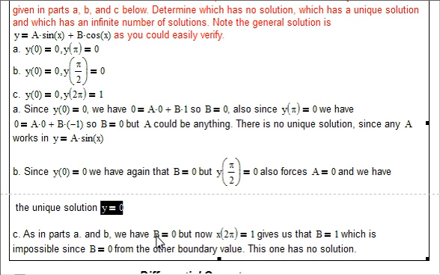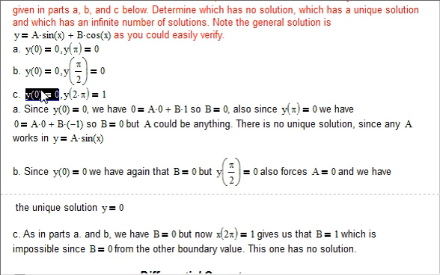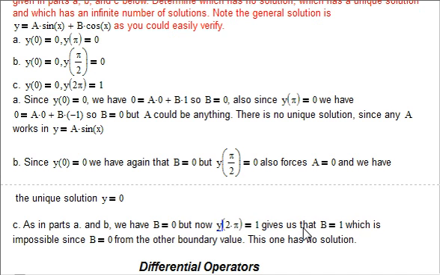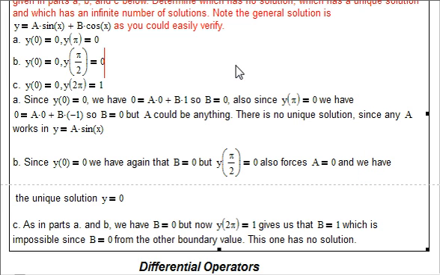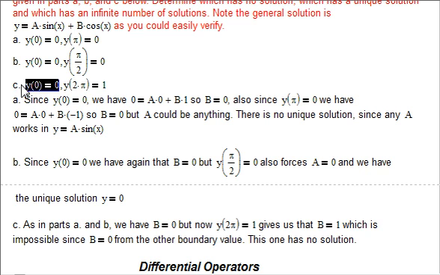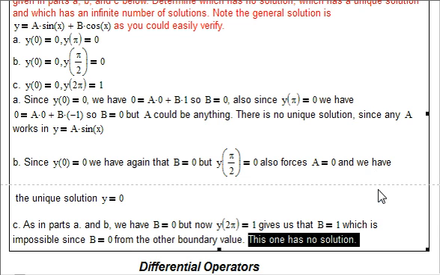Finally, as in parts A and B, we've got b equal to 0 because we've already done that. But now, y of 2 pi is also equal to 1. See, y of 2 pi equals 1. Well, that's kind of weird, because we got b equals 0 from this condition, but from this condition, I'm sorry to say, we get b equals 1. Well, how can that be when b is also 0 from the other boundary value? So this one has no solution, because when we try to come up with a solution, we come up with contradictory information. I know. Well, good.